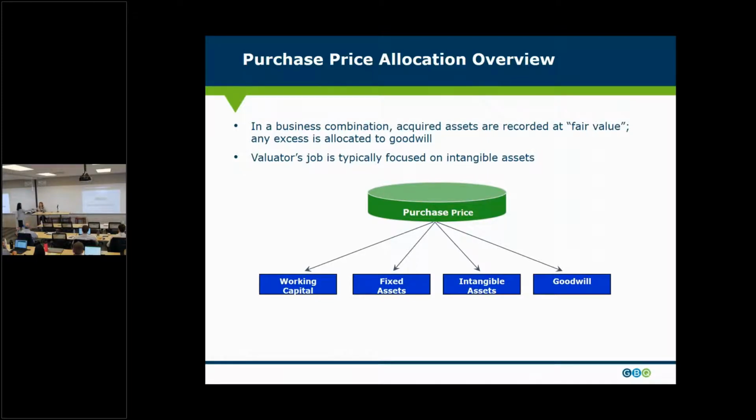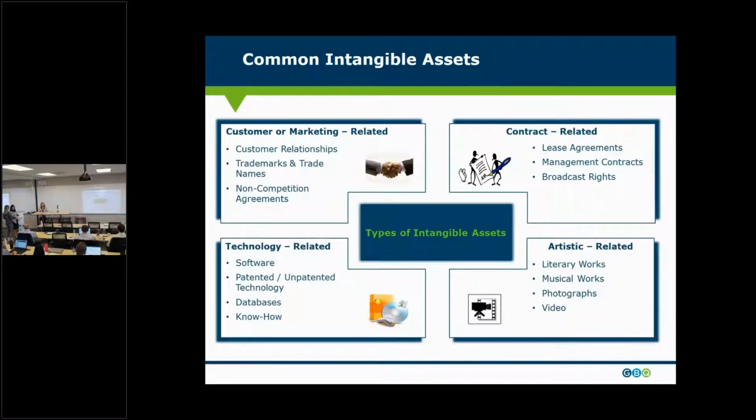So in a purchase price allocation, acquired assets are going to be recorded at fair value. Any excess is recorded as goodwill. So clients hire GBQ to value intangible assets. Here's just a sample of common intangible assets that we value in purchase price allocations. Obviously, customer relationships, trade names, and non-patented technology are the most common.